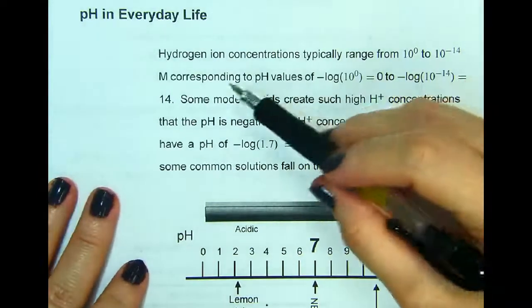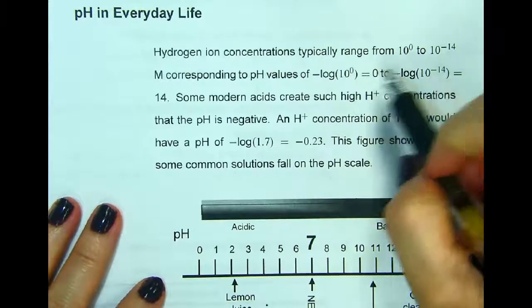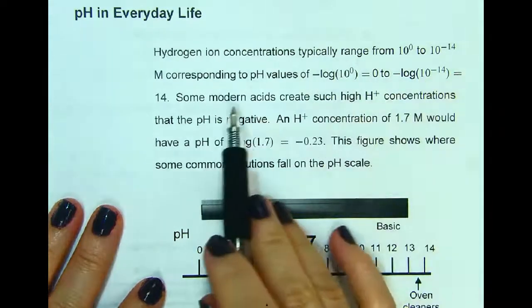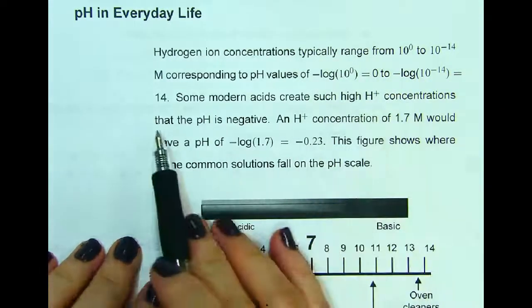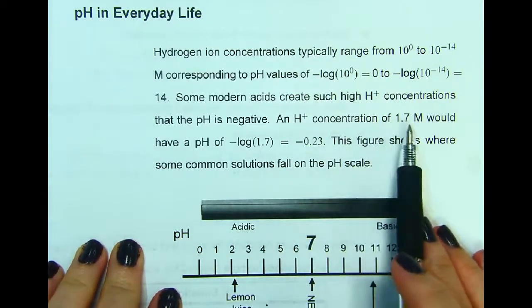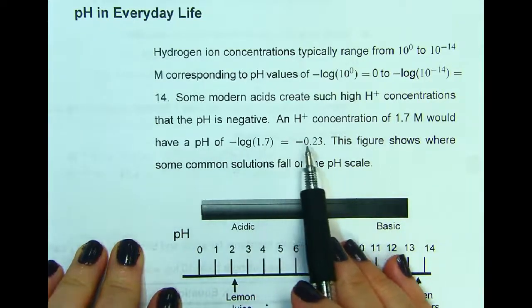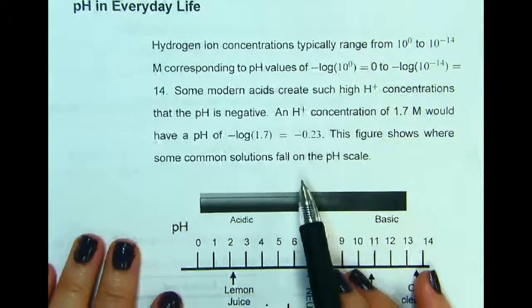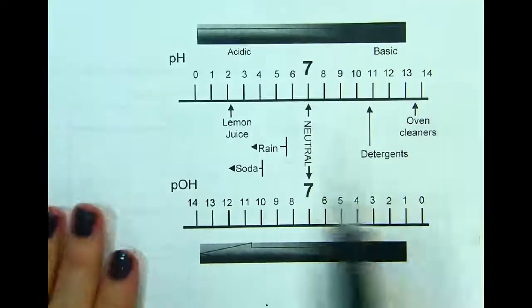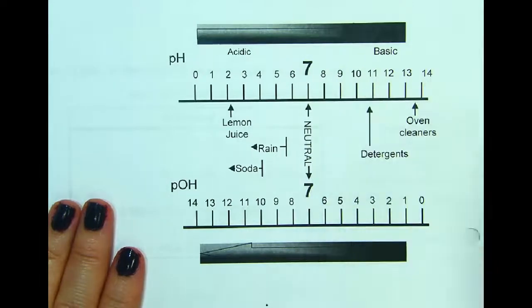pH in everyday life: hydrogen ion concentrations typically range from 10 to the 0 to 10 to the negative 14 molar, corresponding to pH values of 0 to 14. Some modern acids create such high hydrogen concentrations that the pH is negative. A hydrogen ion concentration of 1.7 molar would have a pH of negative log of 1.7, which is negative 0.23. This figure shows where some common solutions fall on the pH scale. Lemon juice, soda, and rain are acidic, then neutral, and detergents and oven cleaners are basic.